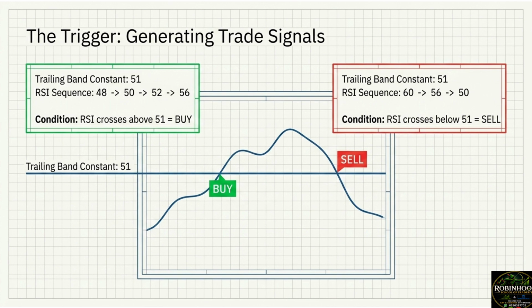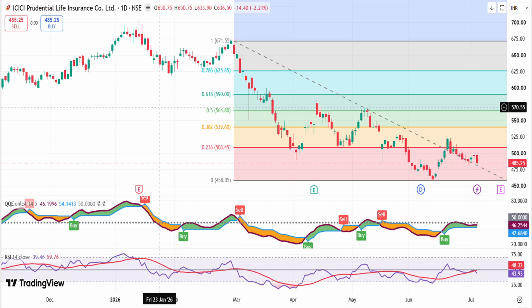Now let's see some practical examples. Let's go to a chart called ICICI Bank. If you look at this indicator, it is giving a whipsaw kind of thing. And see this particular QQE indicator, it is so much smoother.